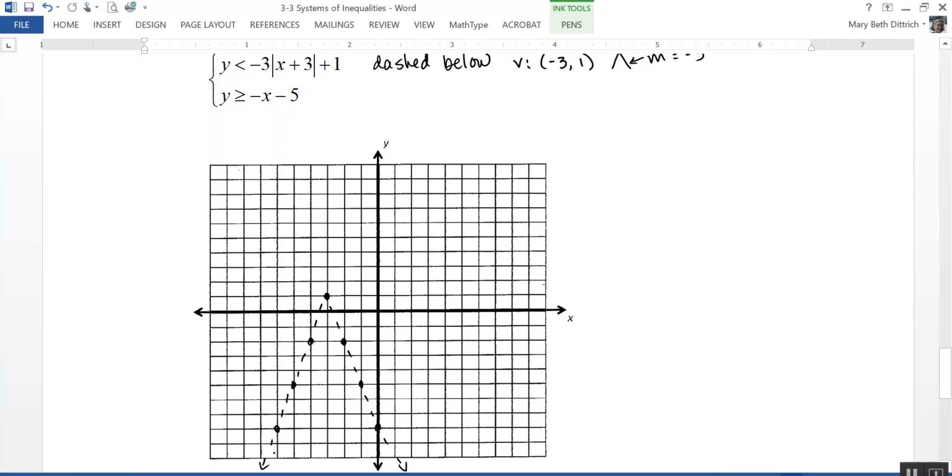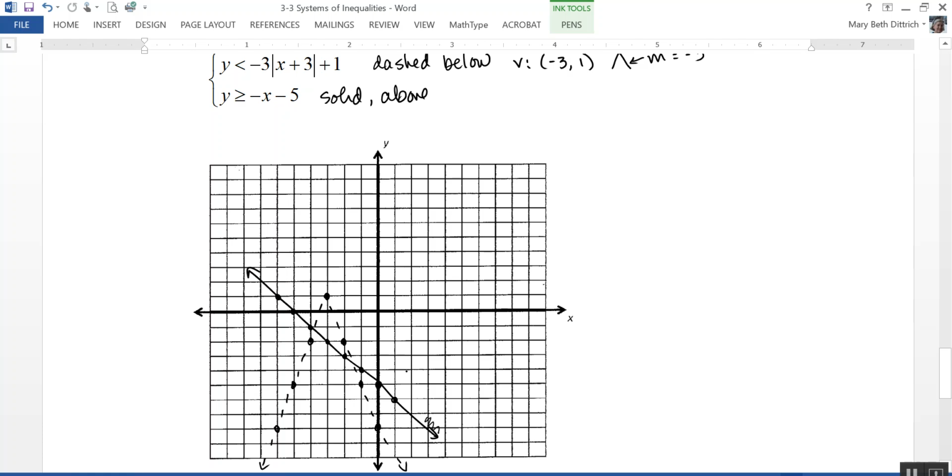Okay, and I'm going to be shading inside there. I'll just keep that in the back of my mind for now. The second inequality here is going to be solid, and I'm going to be shading above. My y-intercept is -5, and my slope is -1, which looks like this. Okay, I'll go ahead and draw that line. This is kind of weird the way they run into each other. And I'm going to be shading above that.